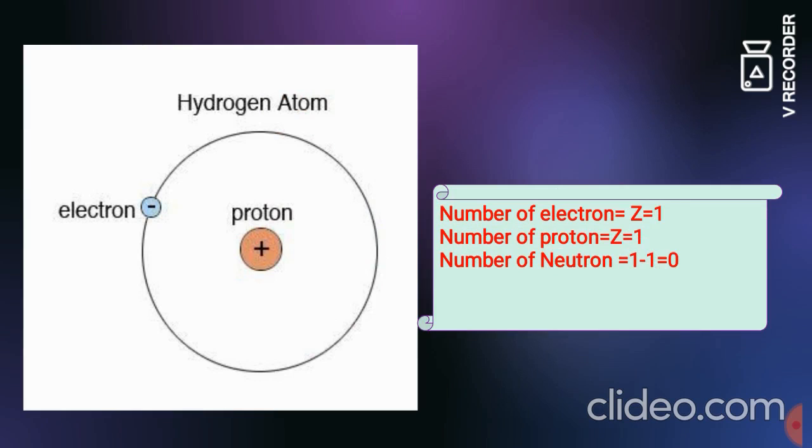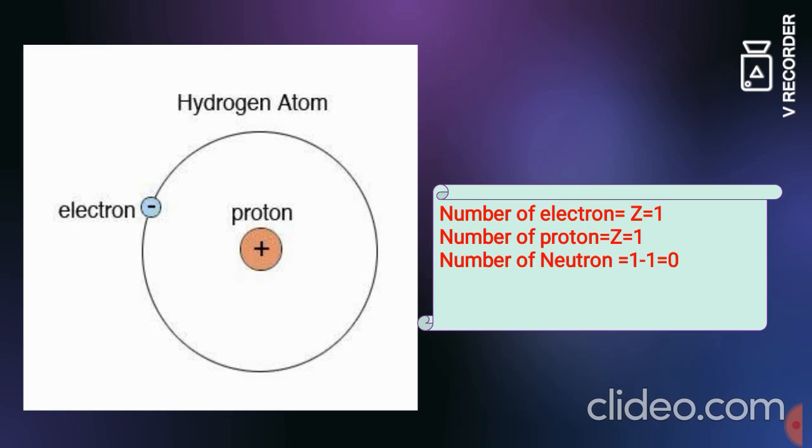Now let us see the hydrogen atom, where it has one proton and one electron. Now let us calculate the number of protons, number of electrons and number of neutrons present in the hydrogen atom. And also we are going to see a few examples for calculating the number of protons, neutrons and electrons. First one is for hydrogen.